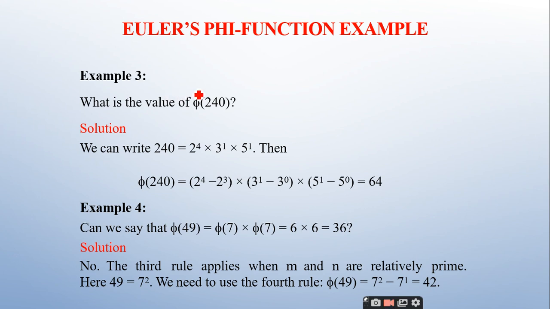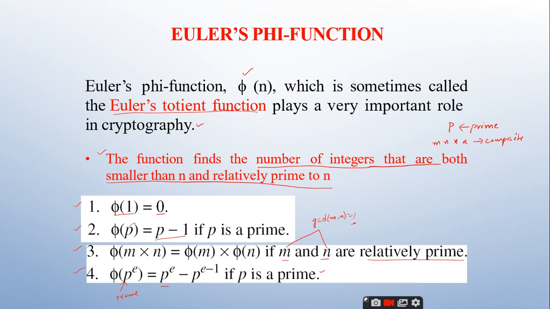Let us see. So what is the value of phi of 240? You cannot identify, right? This is not a prime number, it is guaranteed. What you have to do is divide this 240 into the powers of the relatively primes. So 240 can be written as 2 power 4 into 3 power 1 into 5 power 1, where 2, 3 and 5 are, what are these? Primes, right? So this formula has to be applied.